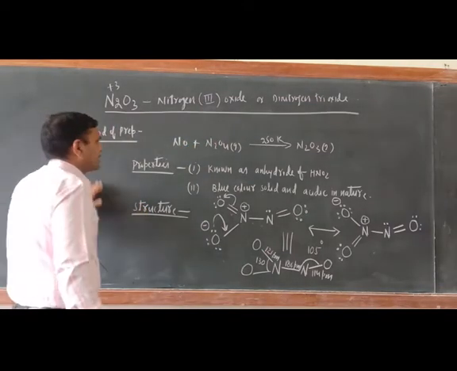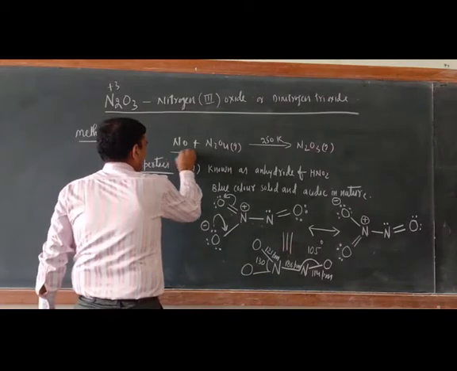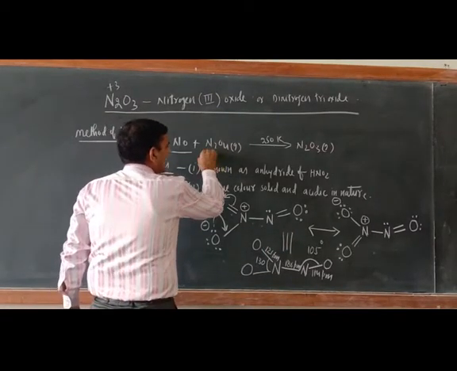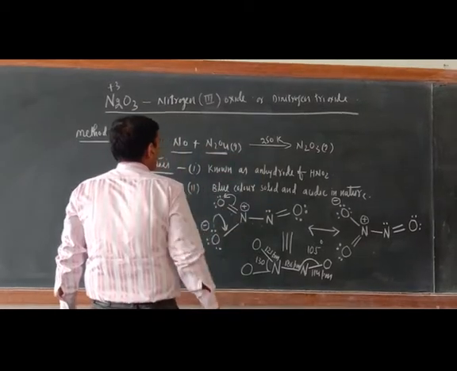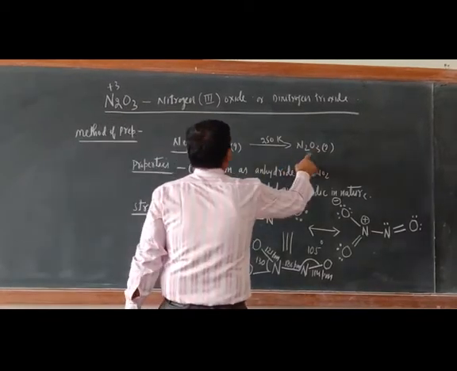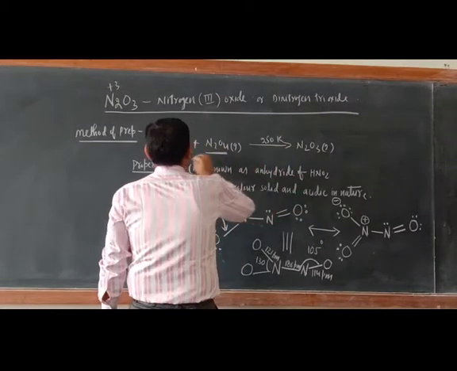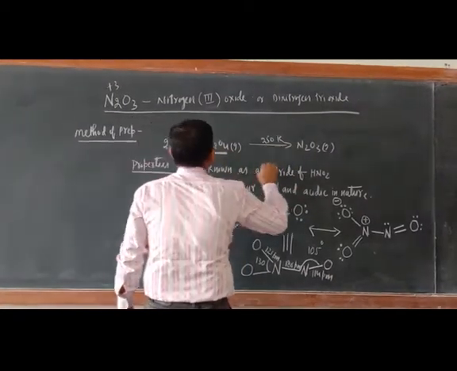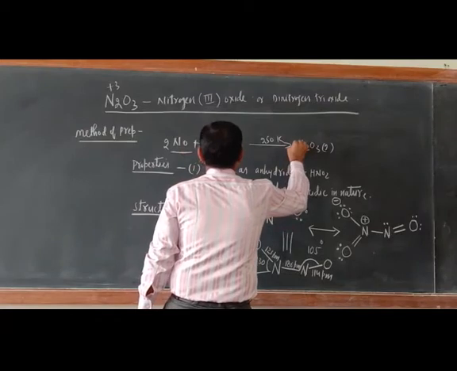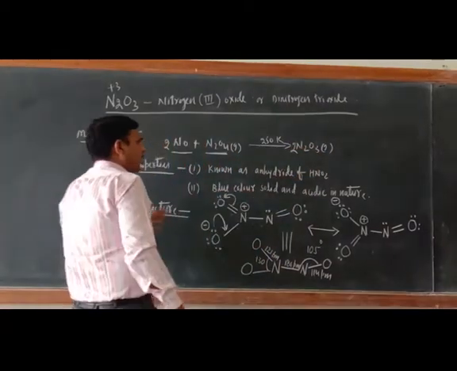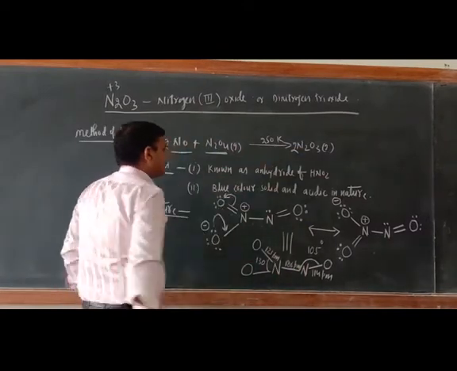Method of preparation: it is a very simple method. Nitric oxide you have to take. Now that should react with N2O4. So what will you get here? N2O3. Balance the reaction. If you balance, this is 2 and here also 2. So you will get N2O3. Temperature should be 250 Kelvin.